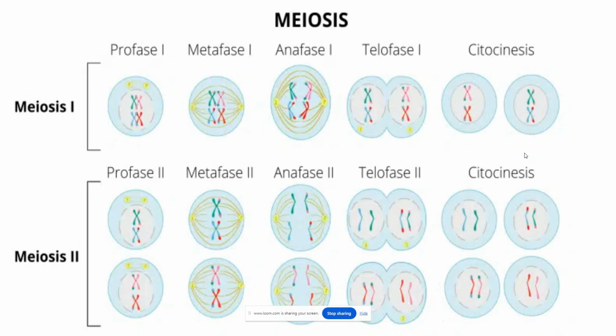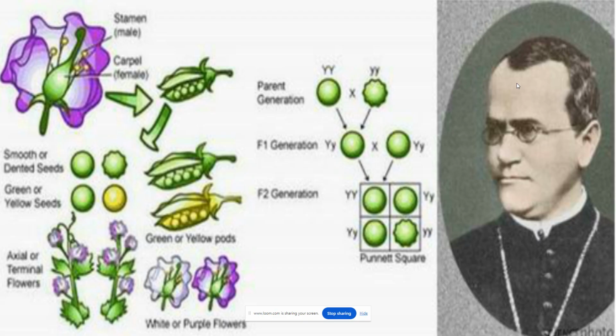Meiosis is really brought into light, or better illustrated, when we consider Mendel's experiment with pea plants. Basically, this experiment focused on the bloom color, and he found that the purple bloom color was dominant over the white. And we see how meiosis contributes to this genetic inheritance.